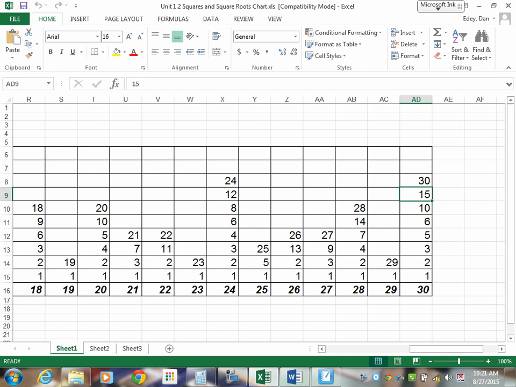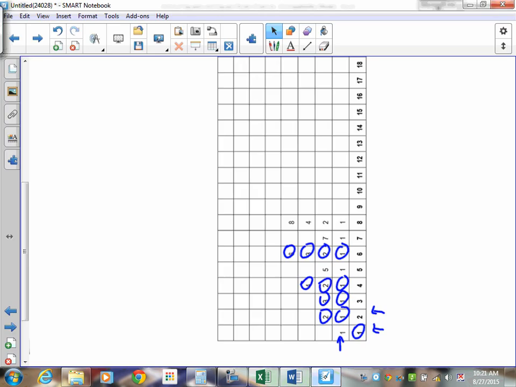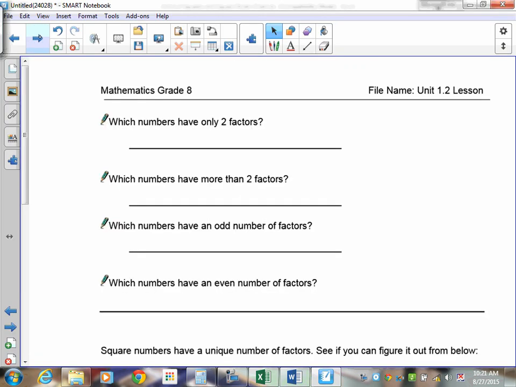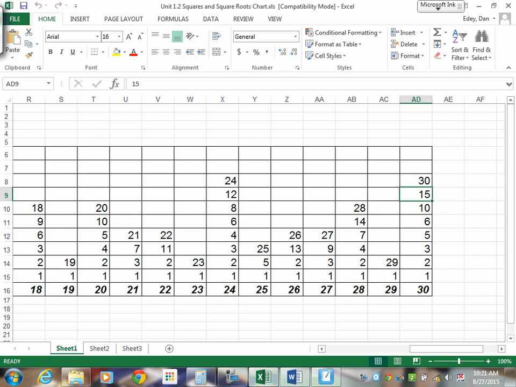Okay, now if you go to the next step of the lesson, it's going to ask you which numbers have only 2 factors. So going back to the list that you have, take a look at the numbers that have only 2 factors.